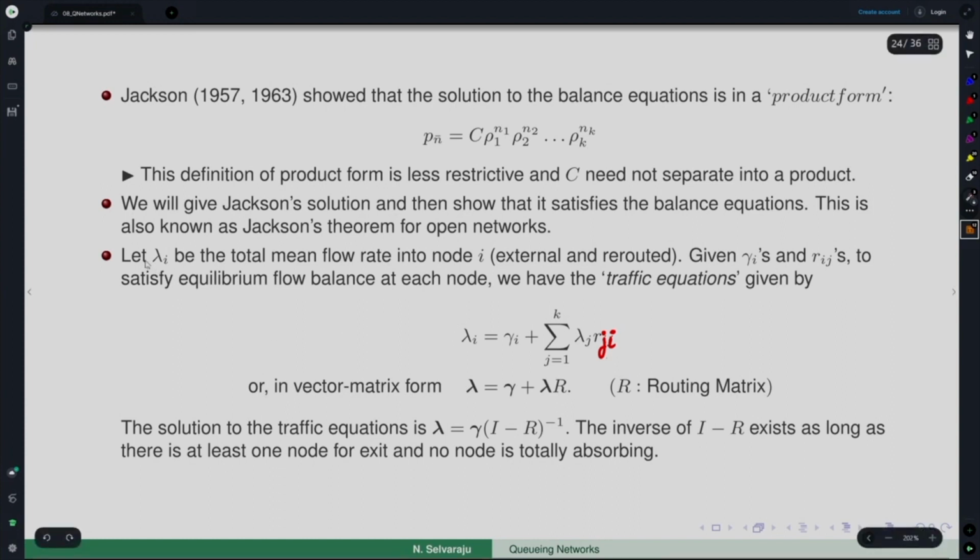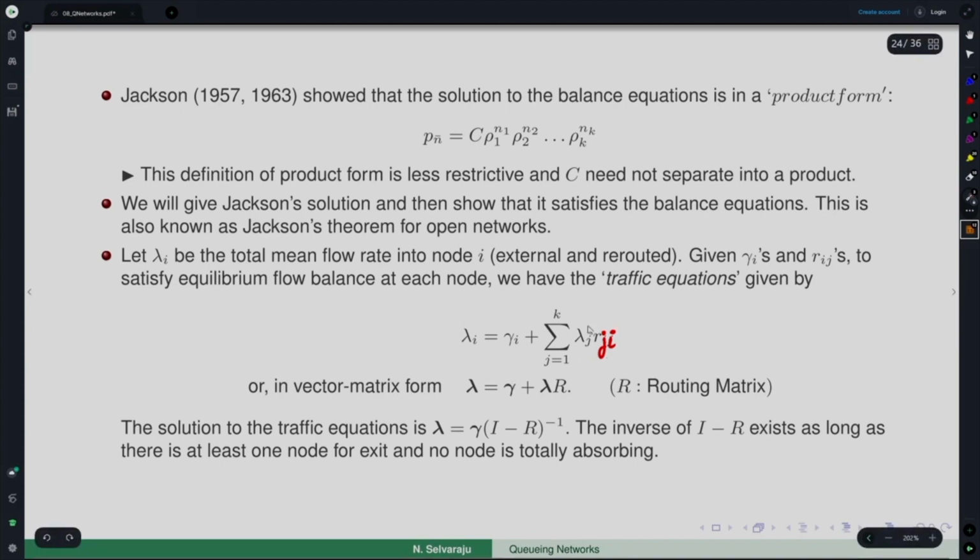So, if I denote lambda i as the total rate of flow into node i, which means the combined flow of both external and internal arrivals, then lambda i would be gamma i, the component corresponding to the external arrivals, plus the flow that has to come from the internal nodes.